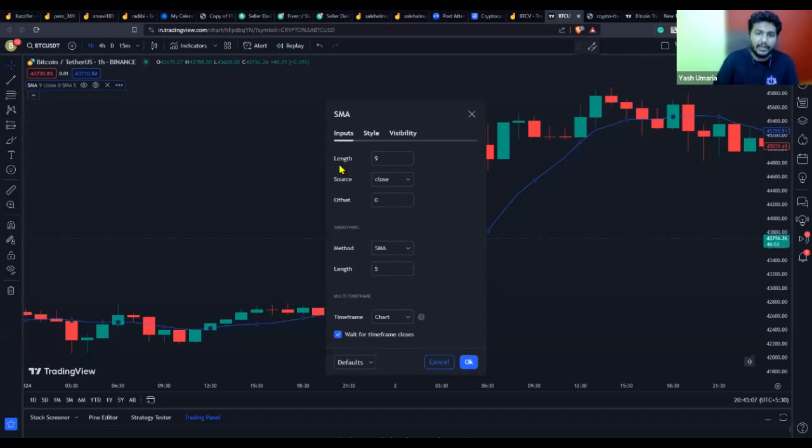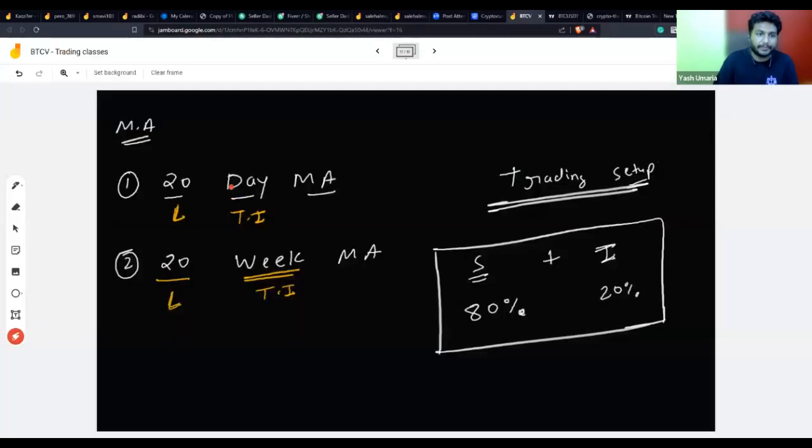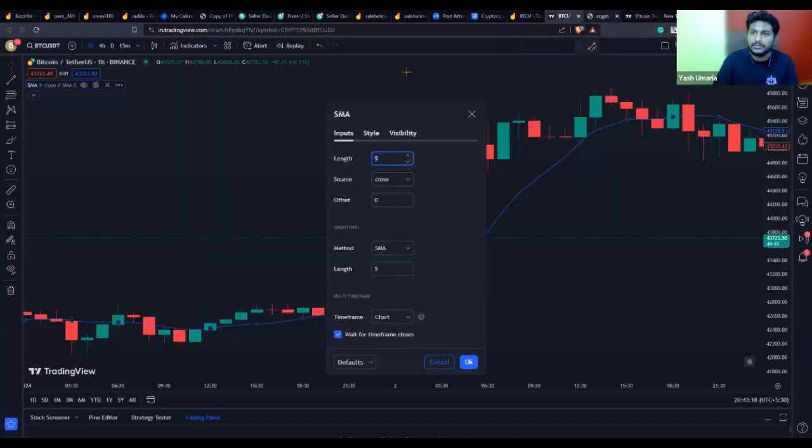As I said, we need to change the length. Right now the length is 9. What we need to do is make it 20. So again, I will just raise it up to 20.